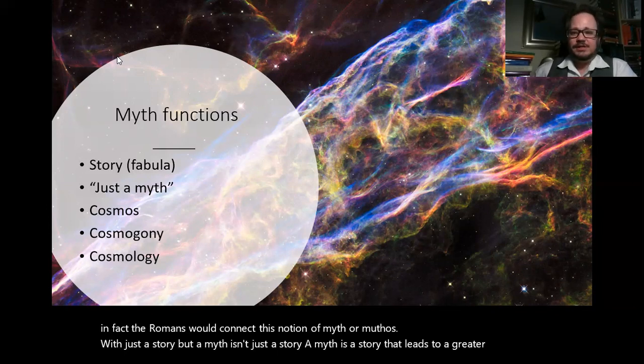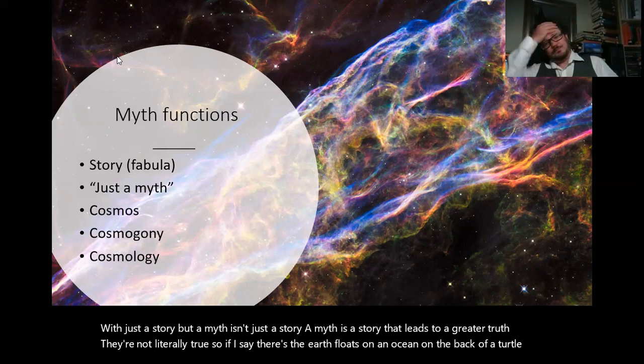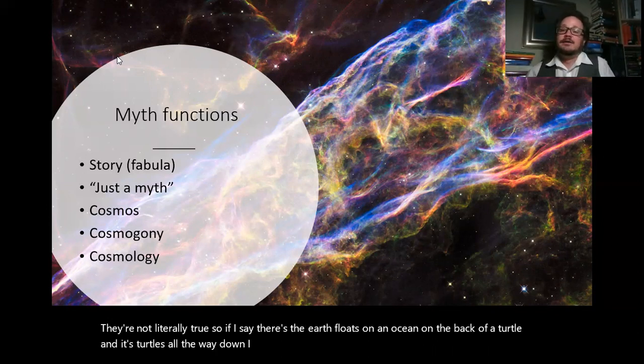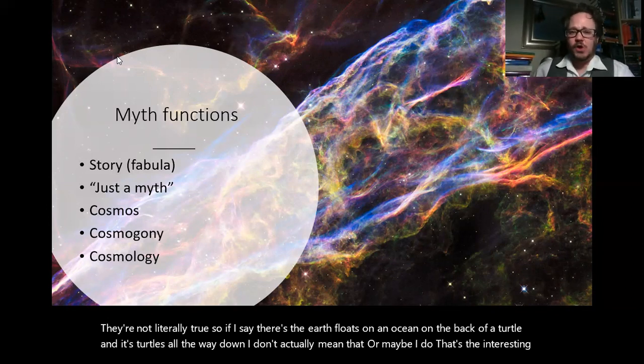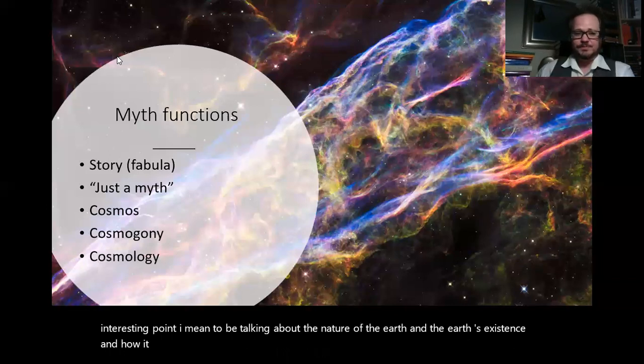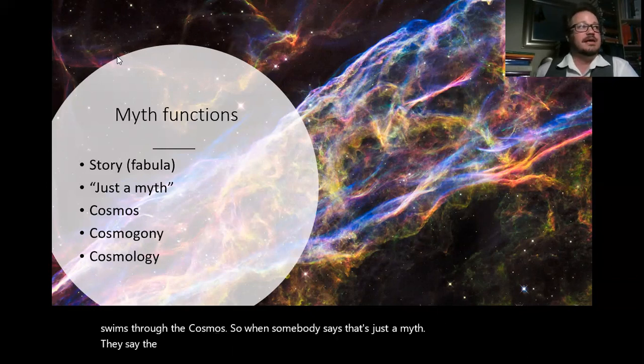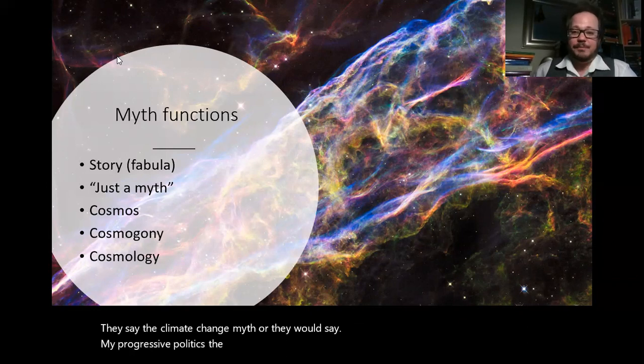They're not literally true. So if I say the earth floats on an ocean on the back of a turtle and it's turtles all the way down, I don't actually mean that, or maybe I do. That's the interesting point. I mean to be talking about the nature of the earth and the earth's existence and how it swims through the cosmos. So when somebody says, oh, that's just a myth, like they say the climate change myth, or they would say, to use my progressive politics, the myth of trickle-down economics.